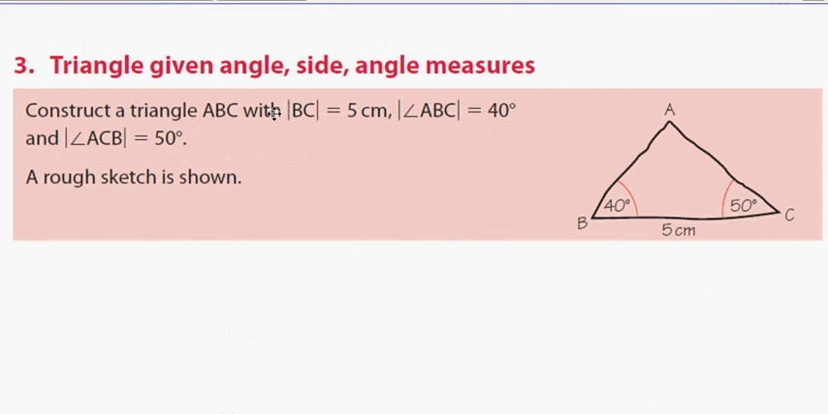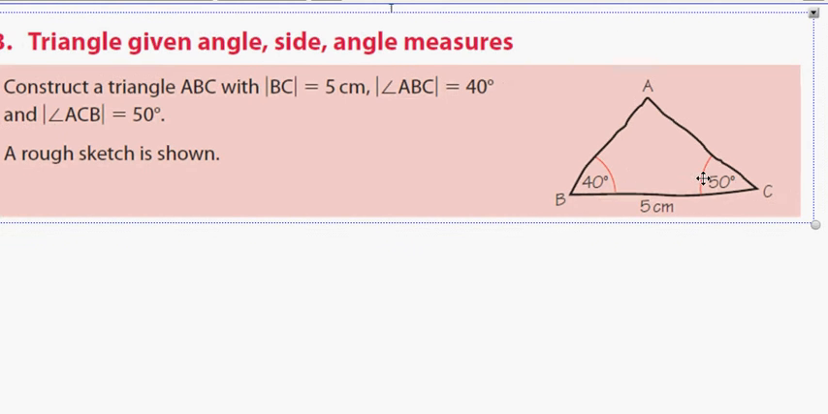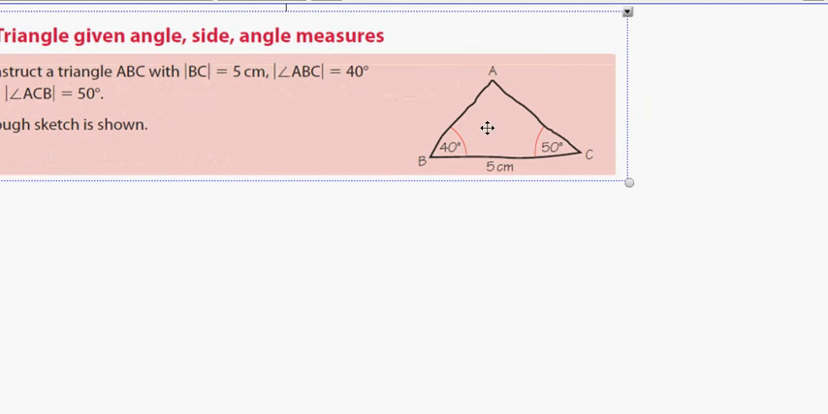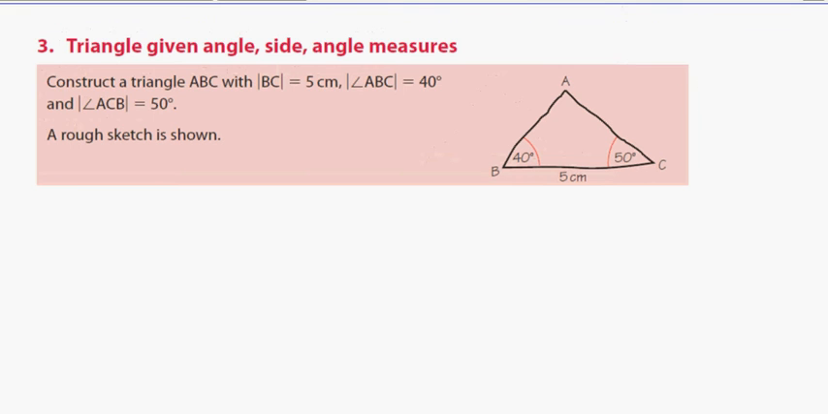Triangle, given an angle, side and angle measurements. What code is that, guys? ASA. Angle with the side in between, with the angle at the end. You have an angle, another angle, and the side in between. Draw a rough diagram. The rough diagram should have the longest side, or the side you're given, on the bottom. So here's what happens. Okay, the side we're given.